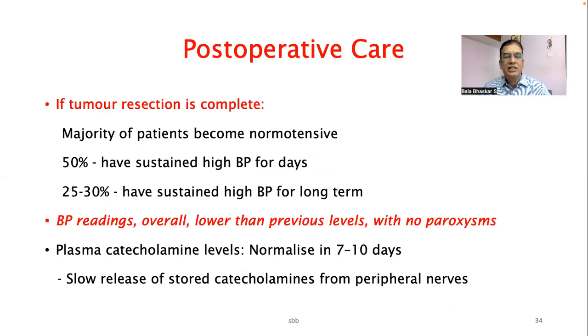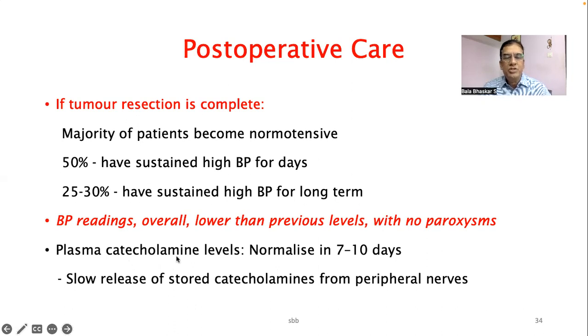In fact, it is said that even after the tumor resection is complete, the majority of the patients, even though they become normotensive, could overall have some raised blood pressure for some more time. They could be lower than the previous levels, no paroxysms. Overall, there is relief, but it is slightly maintained at a higher level in these patients. Some 50% can have sustained high blood pressure for days, and 25 to 30% have sustained high blood pressure long term also. So they need continued alpha blockade also.